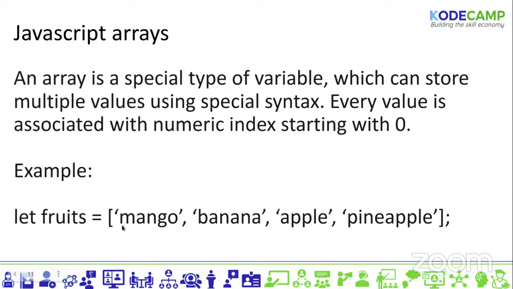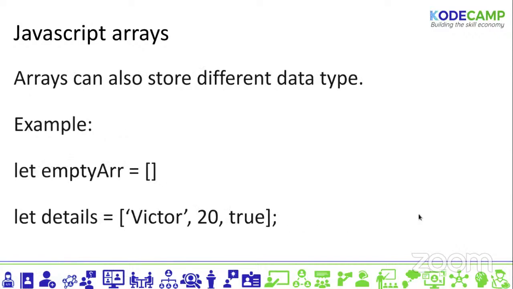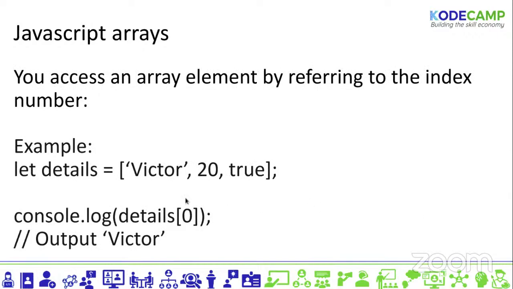So if I want to access mango, I'll say fruits with the index of 0, and it's going to give me mango. If I say fruits with the index of 1, it's going to give me banana, and so on and so forth. You've seen how we did it here. We said details is equal to Victor, 20 and true. If I want to access Victor, I say details with the index 0. That's how it works. Then we see that the output is Victor.